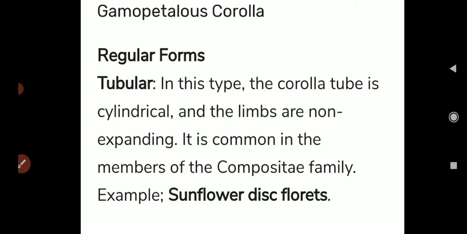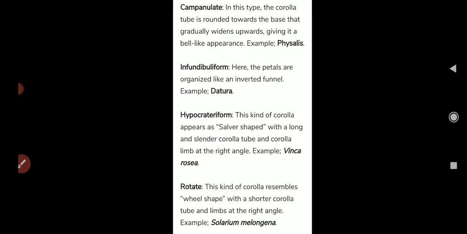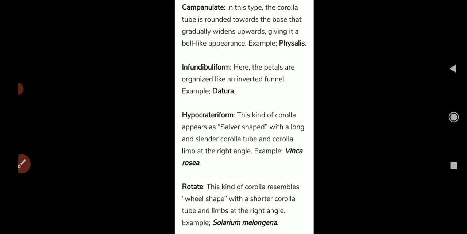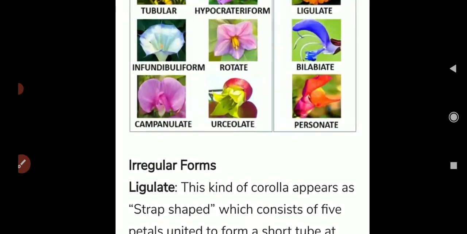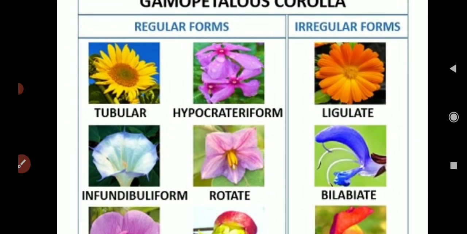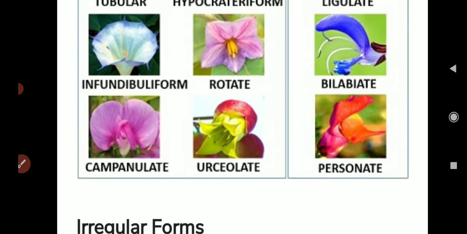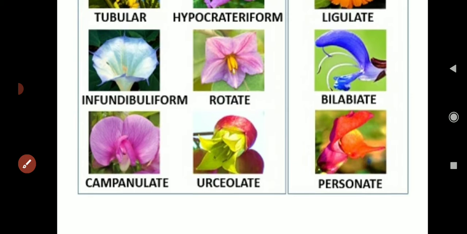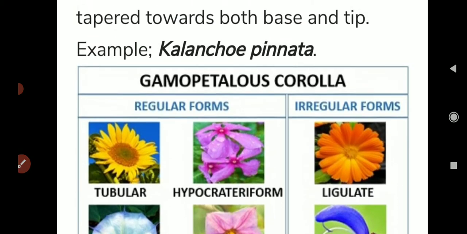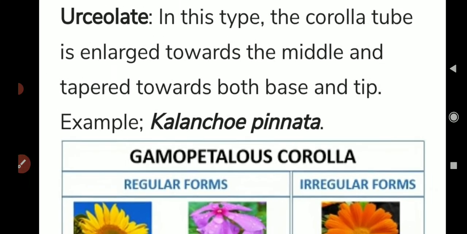In the gamopetalous also you'll have the regular and the irregular form. In the regular, you have the tubular, campanulate, infundibuliform, hypocrateriform, rotate, and urceolate. In the irregular, you have the ligulate, bilabiate, and the personate. Regular, we have the tubular, hypocrateriform, infundibuliform, rotate, campanulate, and urceolate. Let's look at them in detail, and then again we will see the image.